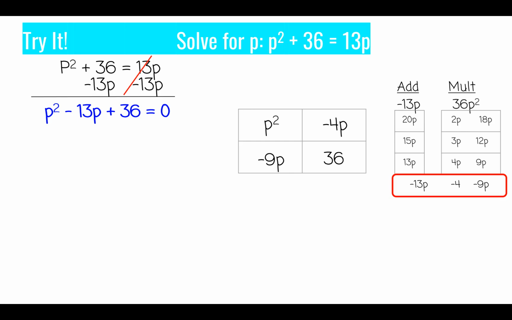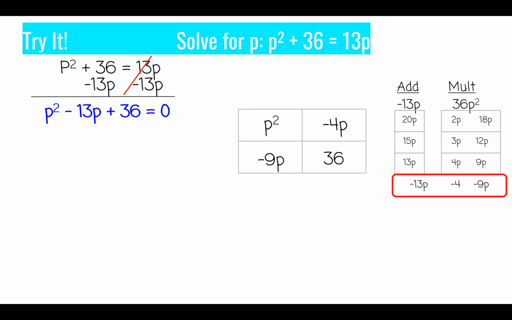Wait, so you have to be able to multiply and get 36 and add to get negative 13. So when it's in standard form, that's why it was important to put negative 13P in the middle and in its rightful spot, because that middle piece gives me what they have to add to become.